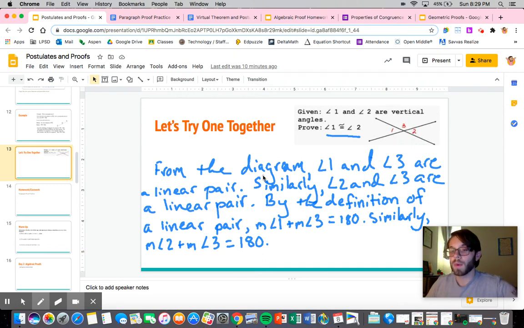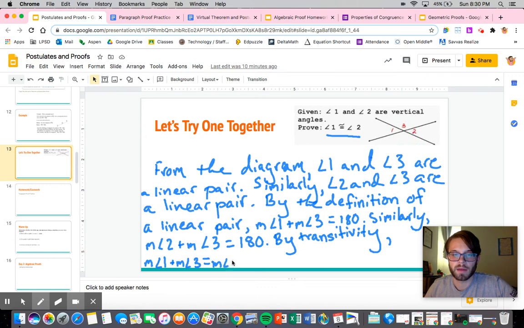So what are we going to do now? Well, we can set them equal to each other. And how can we do that? This is essentially just the transitive property. If A is equal to B and B is equal to C, then by the transitive property, A is equal to C, right? So by, I'll just say transitivity. I'll get fancy. Transitivity. The measure of angle 1 plus the measure of angle 3 is equal to the measure of angle 2 plus the measure of angle 3.